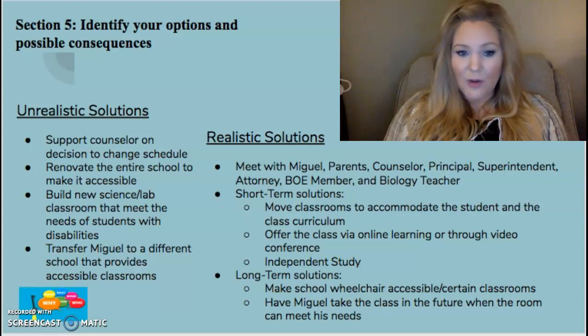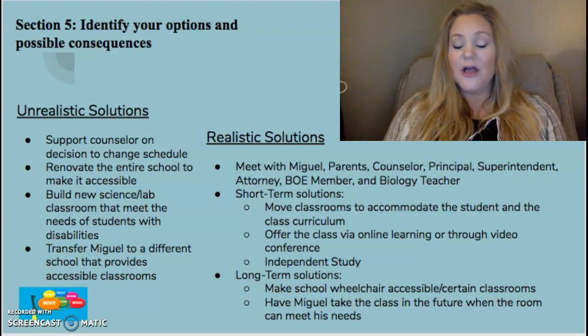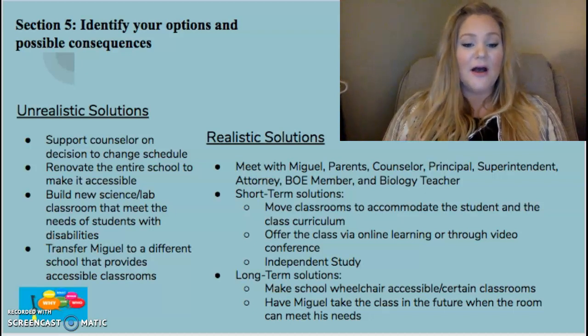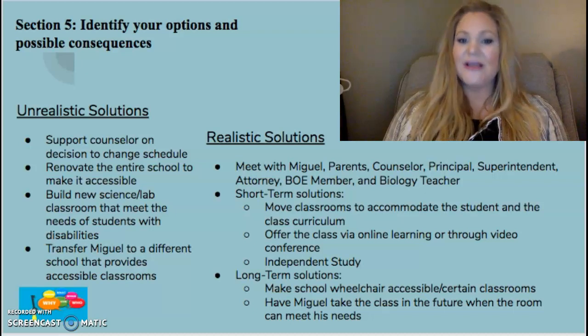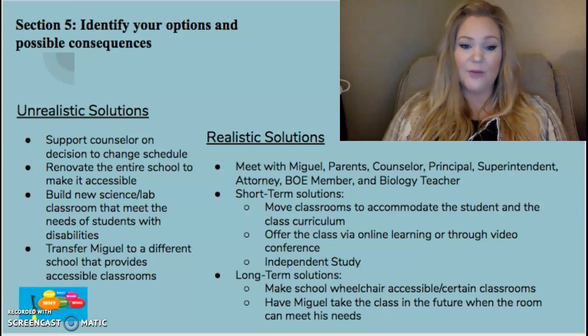Well, the first thing, no matter what, we should meet with Miguel, parents, counselor, the principal, the superintendent, their attorney, a Board of Education member should be present, and the biology teacher, because they all have some kind of input and it affects all of them in some way.